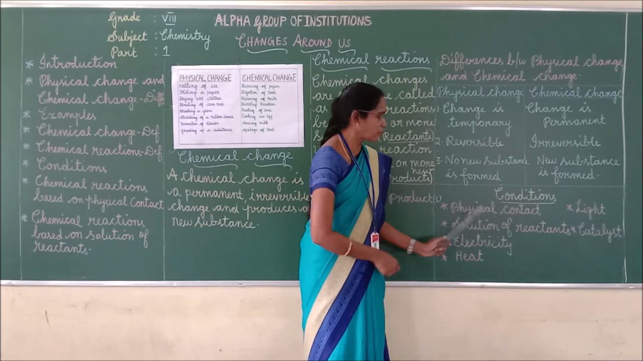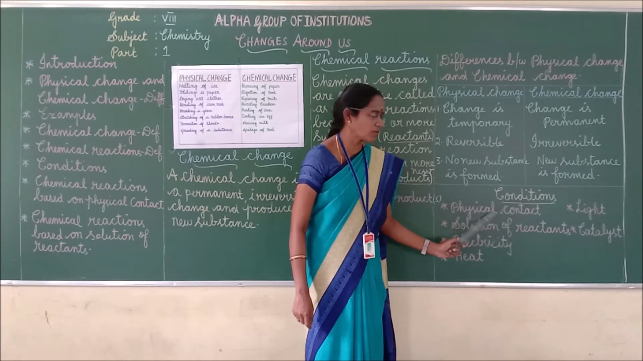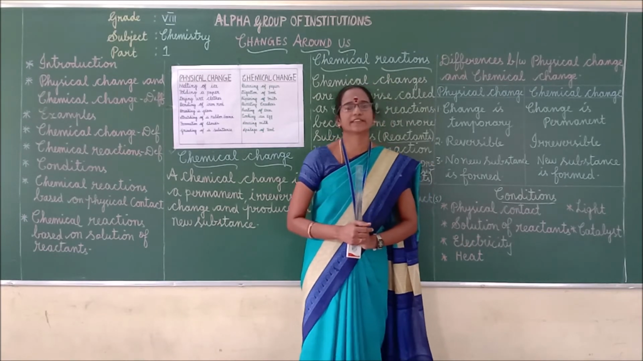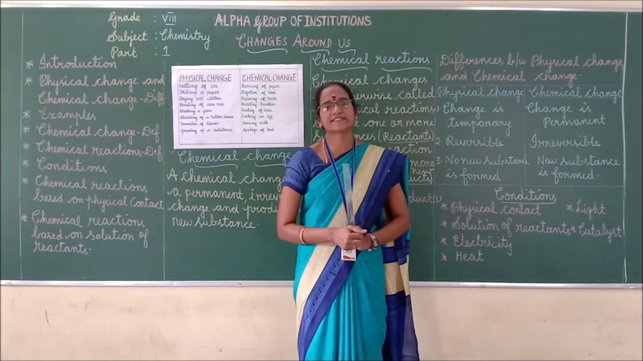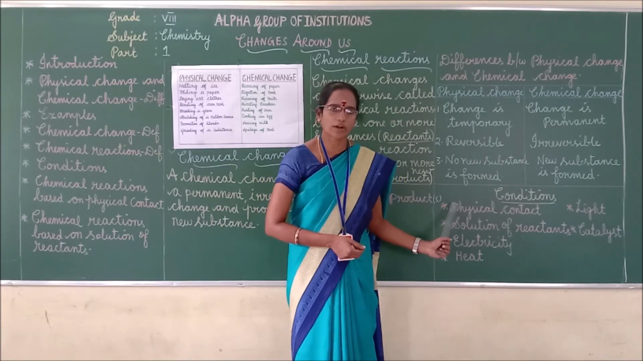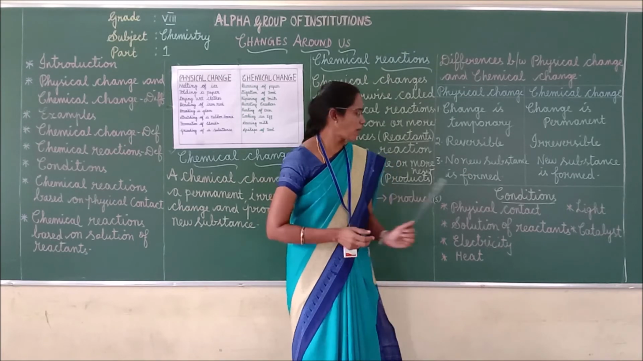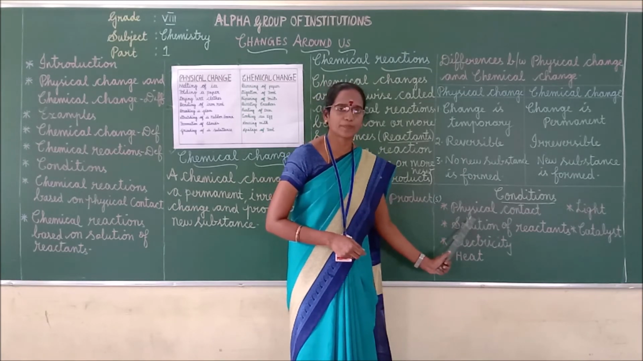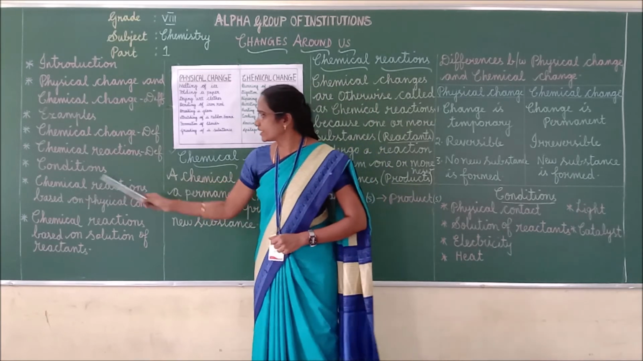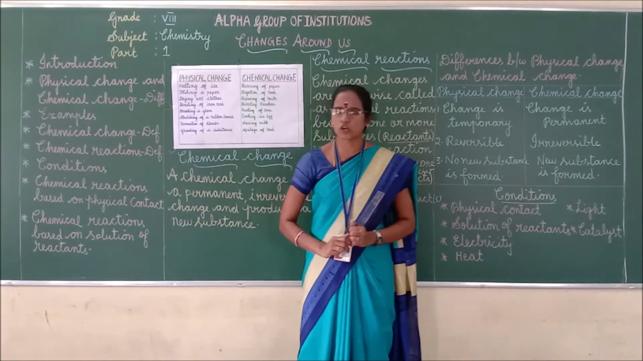First, we will discuss the physical contact. Just now I told you, physical contact means what? Combination of reactants in their naturally occurring states, that is solids or liquids or gases, is called physical contact. Let me see one by one with some examples. First we can move to chemical reactions based on physical contact.